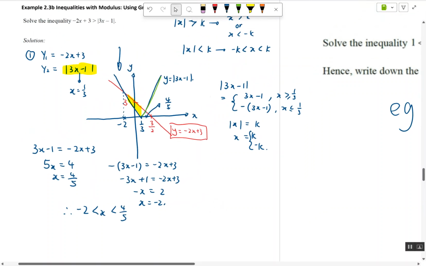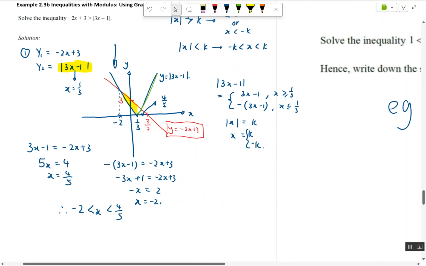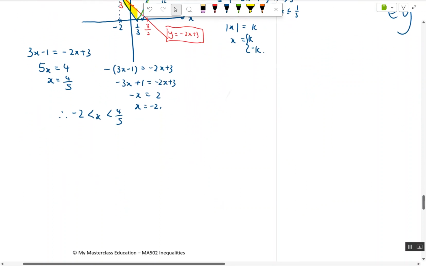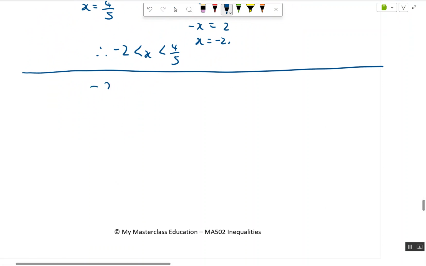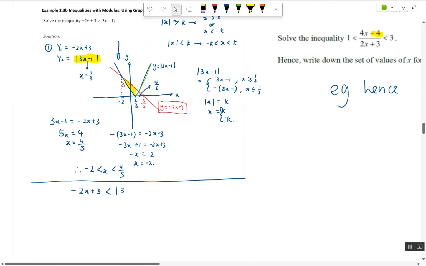Let me just check, can it be equal? The question is not asking for equal, and that is your final answer. Now, if the question is asking you to do it in a non-GC way, or rather in an algebraic way, negative 2x plus 3 is, or rather I think it's the other way around, yes, greater than modulus of 3x minus 1.